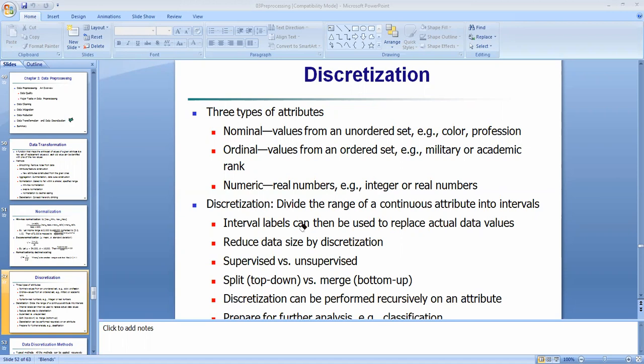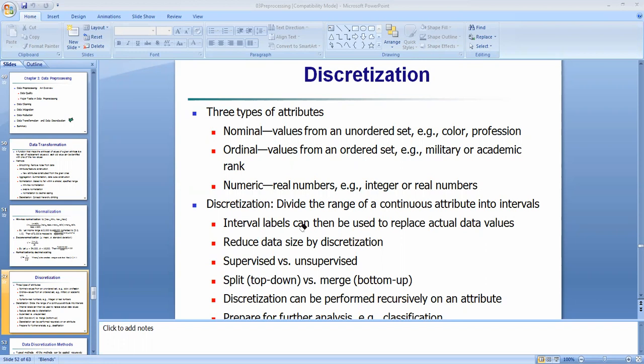Discrete means not continuous. Discretization divides the range of a continuous attribute into intervals. This is called discretization. Then the interval labels can be used to replace the actual data values.